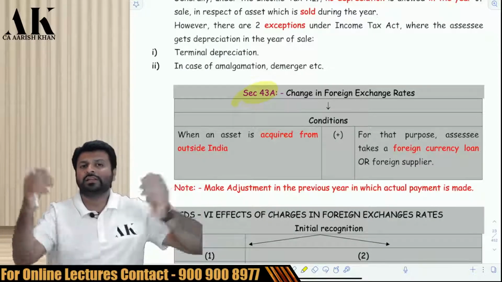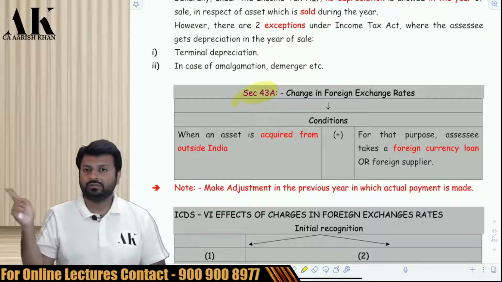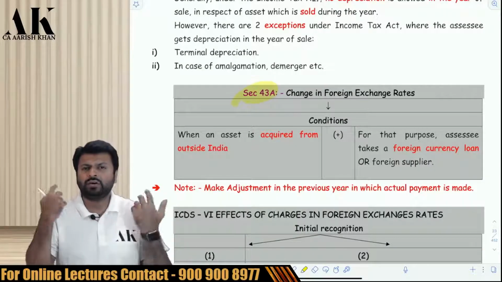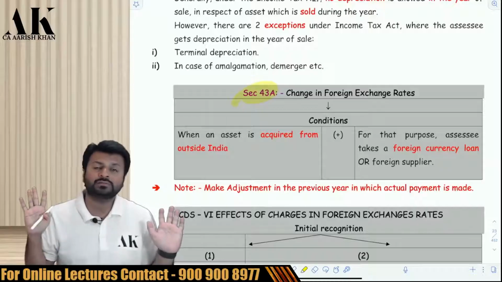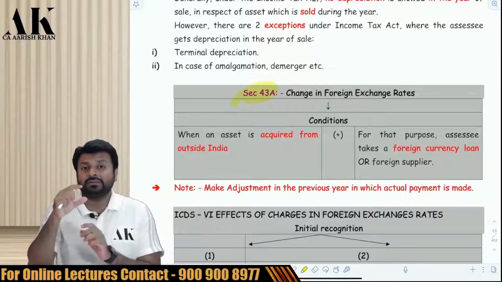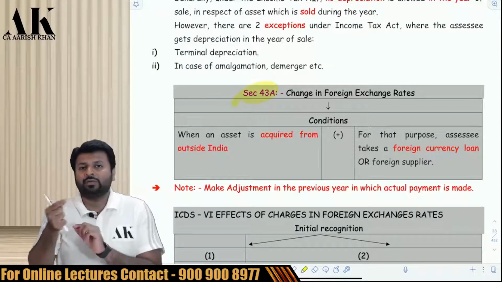Say for example, you have bought an asset of $1 lakh today, on which there is a loan of $1 lakh, and you have not made any payment in the current year. Don't make any adjustment. You have made payment in the next year. At that time, see what is the currency exchange rate, and then see how much gain or loss is coming.